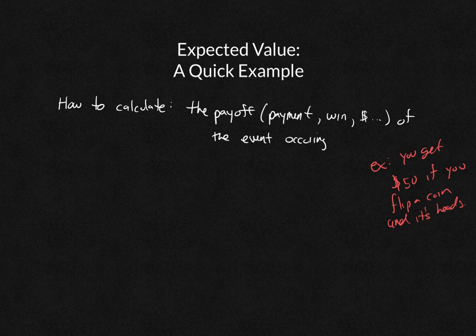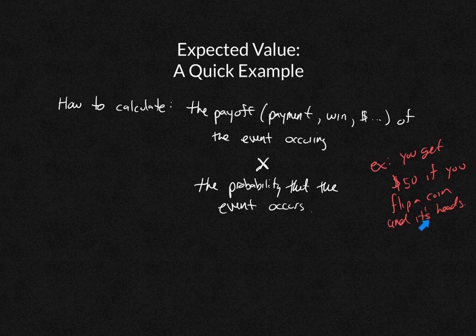Again, I know I'm going to go slow with this, but I just want to make sure we understand it. The way that we're calculating this is we first take that payoff, and then we multiply it by the probability that the event occurs. In the example, flipping a coin and it's heads, that would be 1/2. So 1 out of every 2 times the coin will end up being heads. So it's always the payoff of the event occurring times the probability that the event occurs.